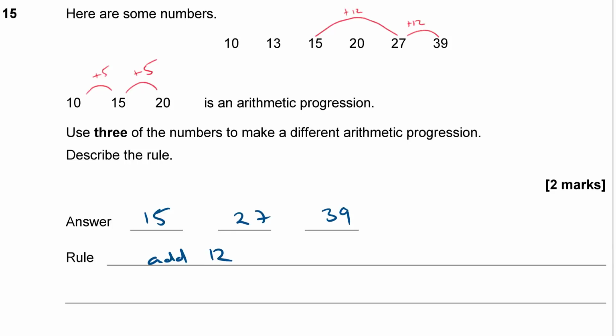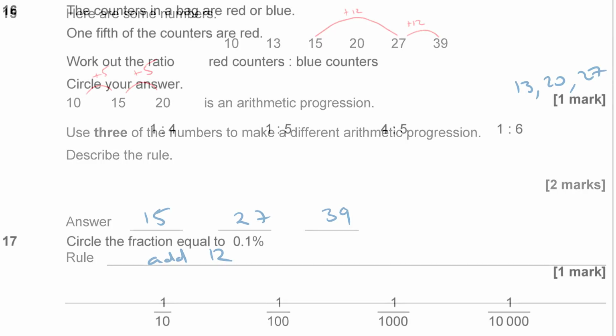Now actually there are other possibilities here. You could equally have had 13, 20 and 27, which is the +7 sequence. So that one would have worked as well. There might be more. I haven't checked all of them. But anyway, there's two that work. Let's move on. Question 16.